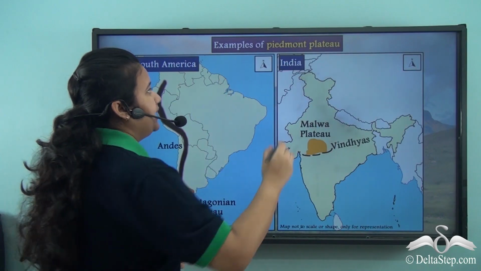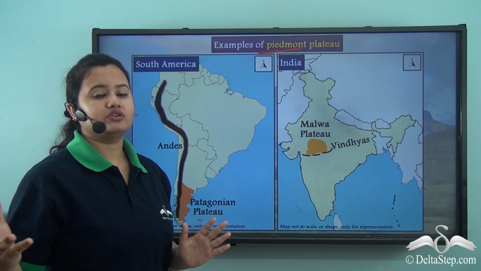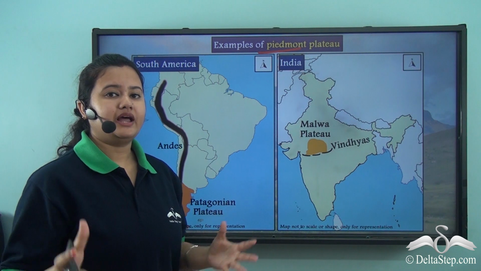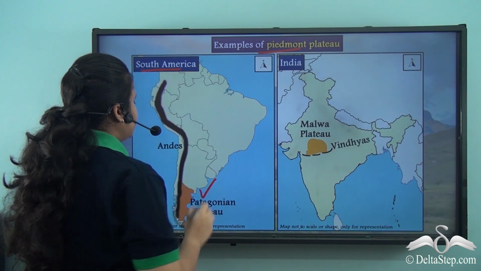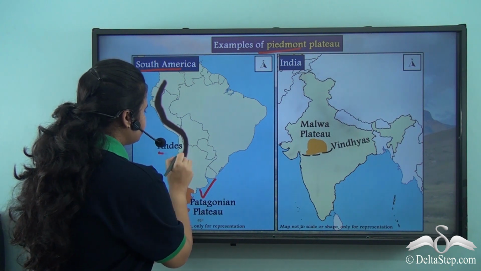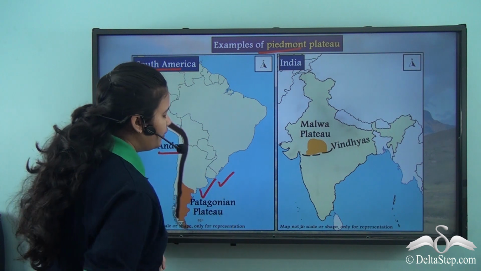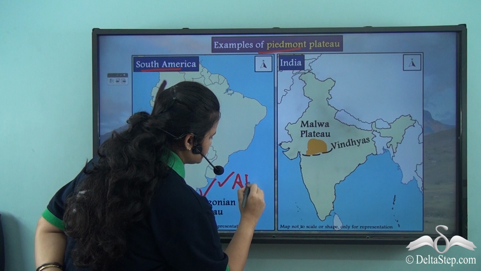Now a piedmont plateau, as we know, has a mountain on one side and a plain or a sea on the other side. Some examples of piedmont plateaus are the Patagonian Plateau of South America. It is situated between the Andes mountain range on one side, and on the other side we have a water body, that is the South Atlantic Ocean.